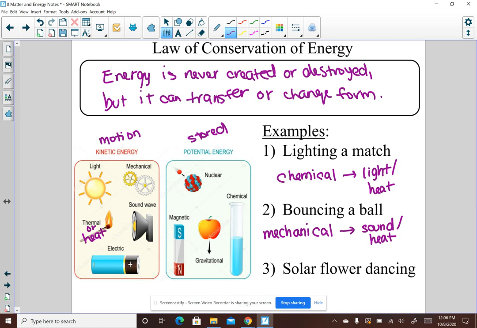Okay, I want you guys to try number 3 on your own. So a solar flower dancing, those are those little plastic things that you can put like by your window or in your windshield in your car. And when you sit them out in the sun, they move. So I want you to think about what kind of energy transformation would be happening there.